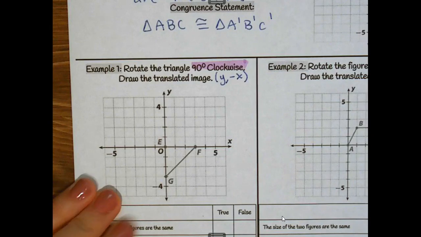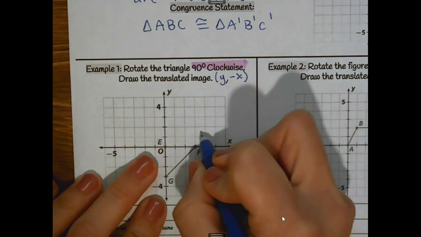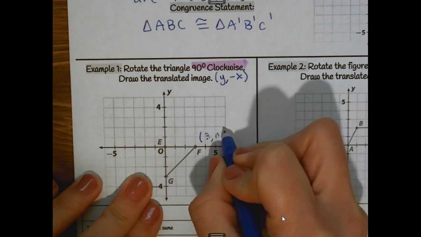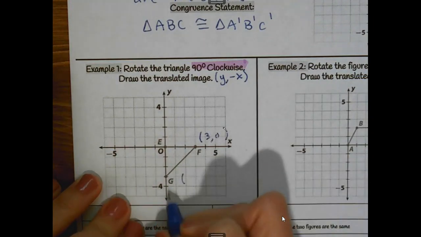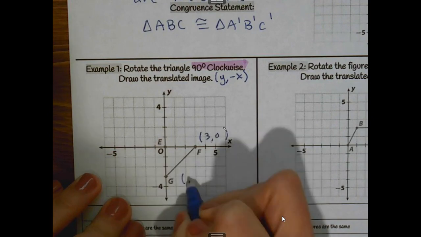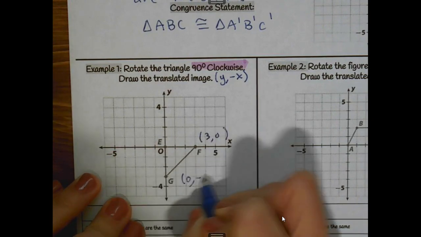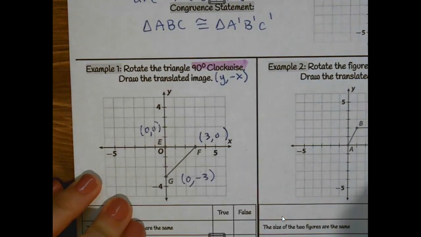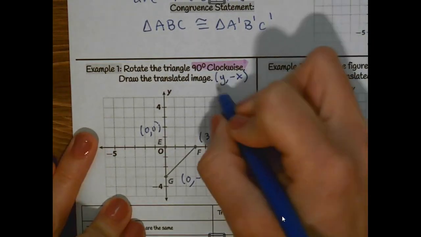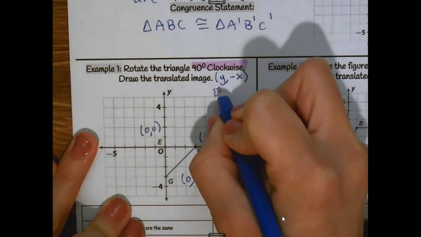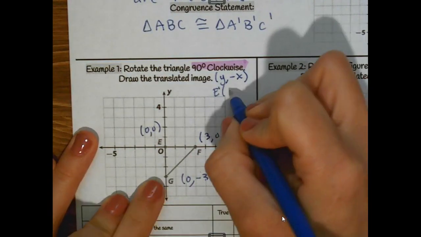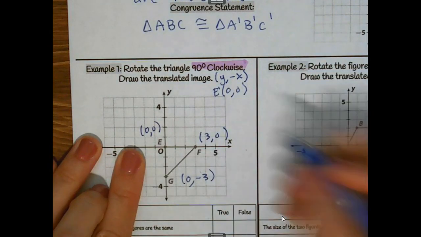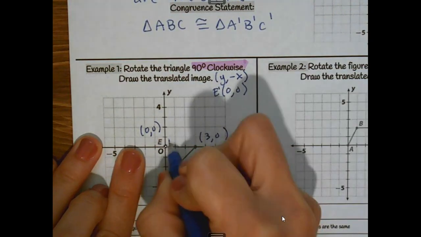Okay, so again, you can do it using coordinates. So for example, F is going to be 3, 0. And then G coordinate is, let's see, 0 and then 1, 2, 3, negative 3. And then E is 0, 0. All right, so if I were to apply the rule, that would mean E prime is going to be, if we switch 0, 0, nothing happens, and 0 is neutral, so it doesn't hold a sign. Okay, so then E prime would be here.